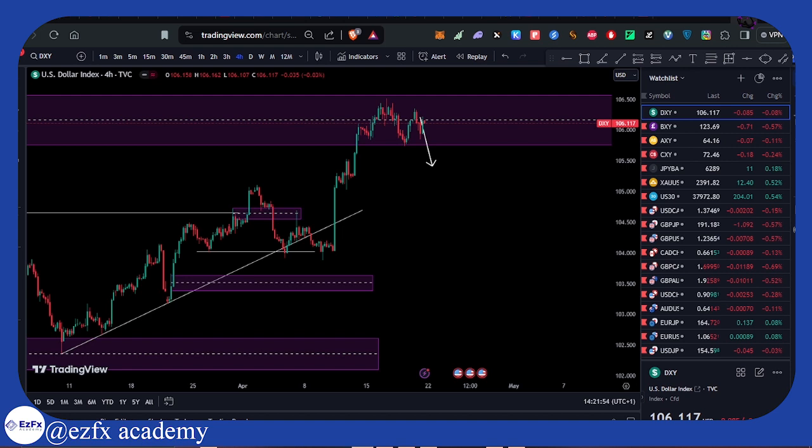But let's just go straight into the video, right? We will be looking at some currency indices together as usual, then we'll look at some currency pairs. So first off, we're looking at DXY, the US dollar currency index.